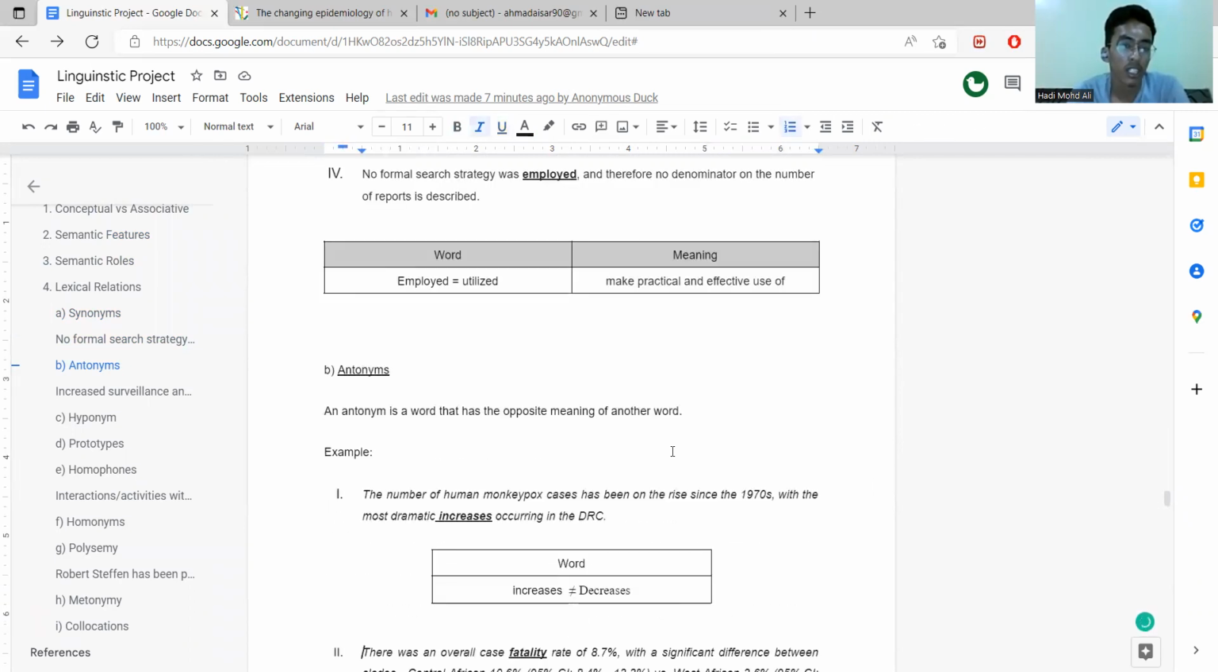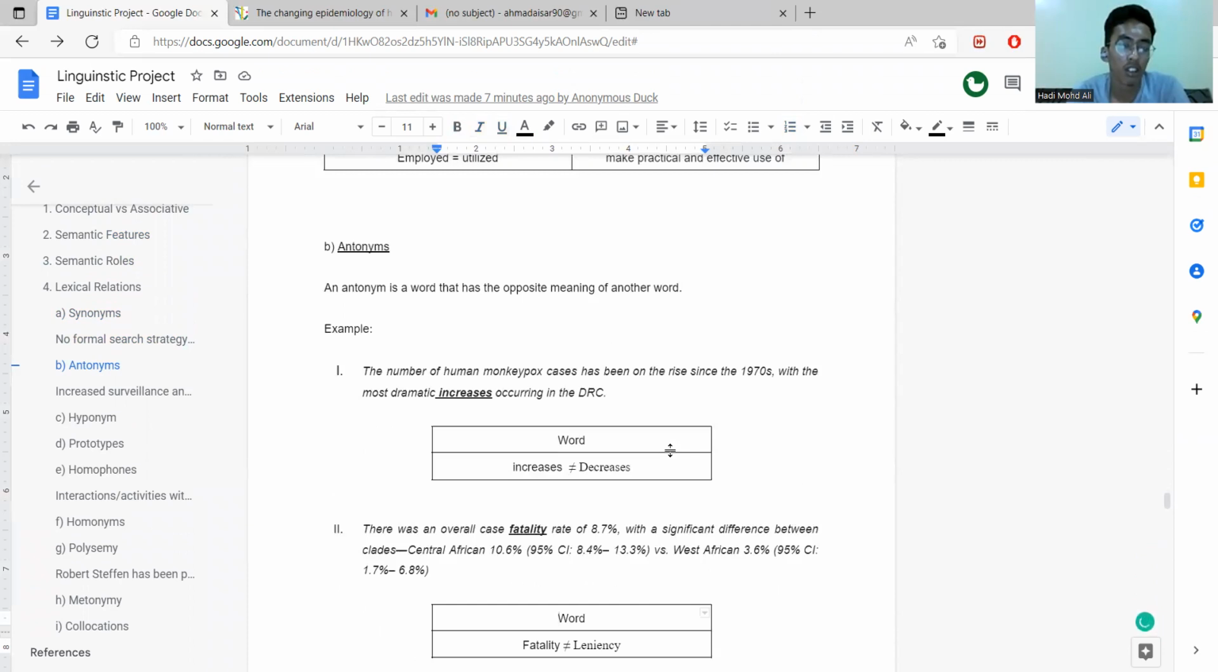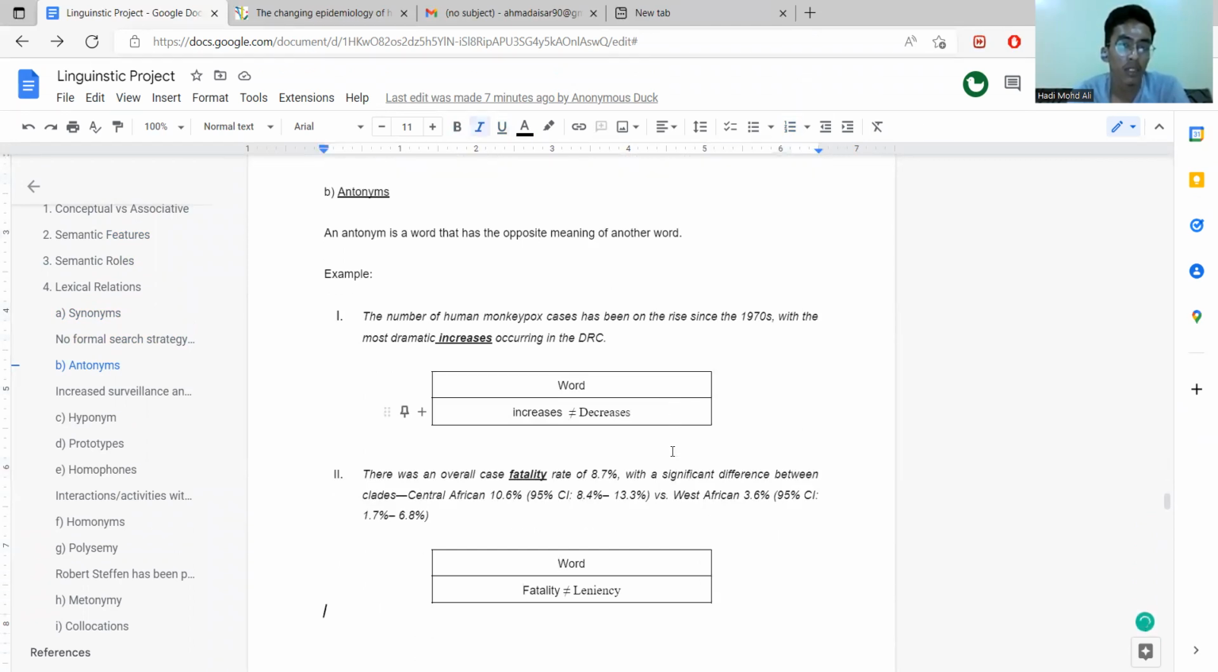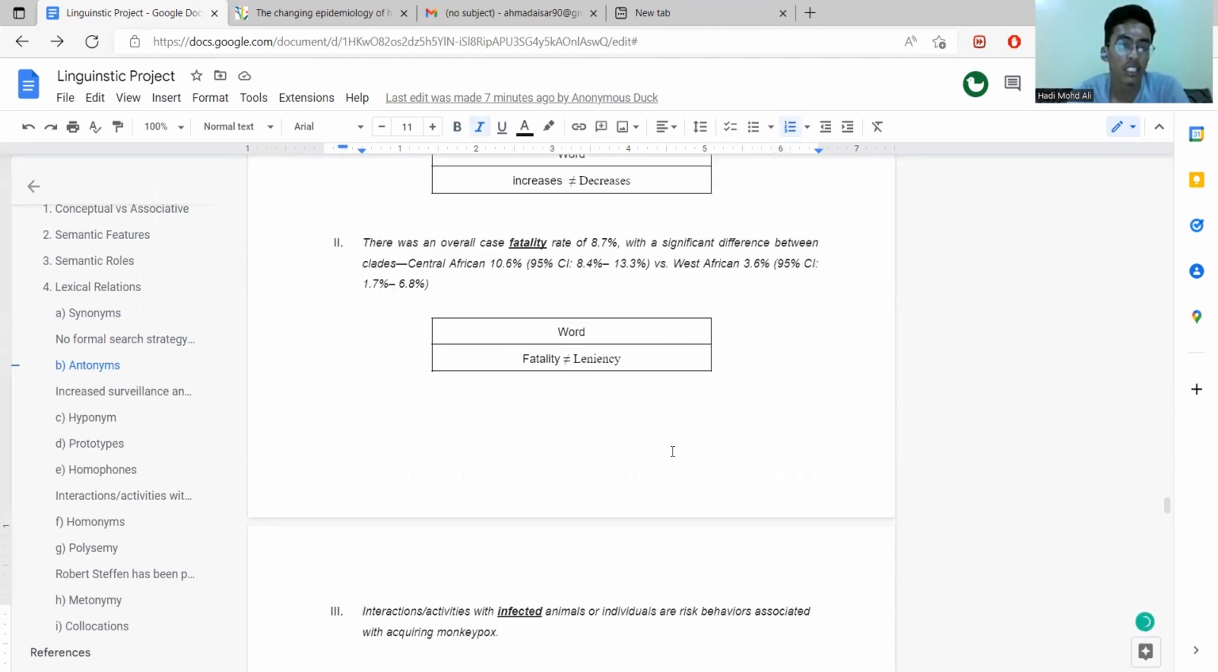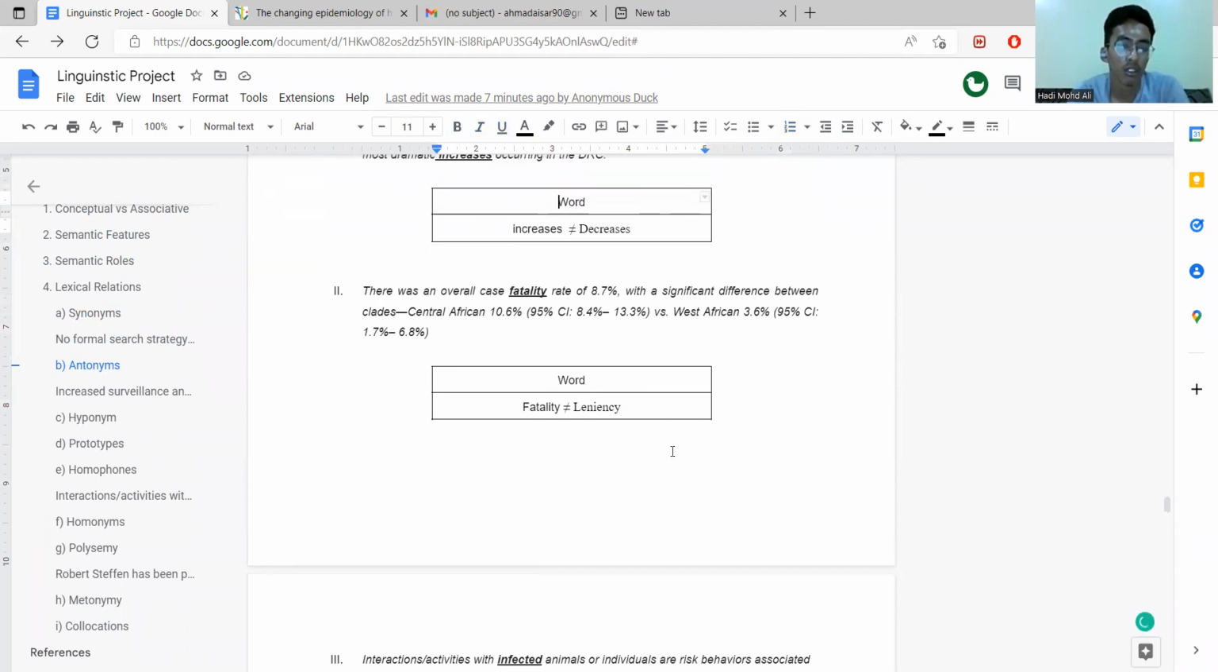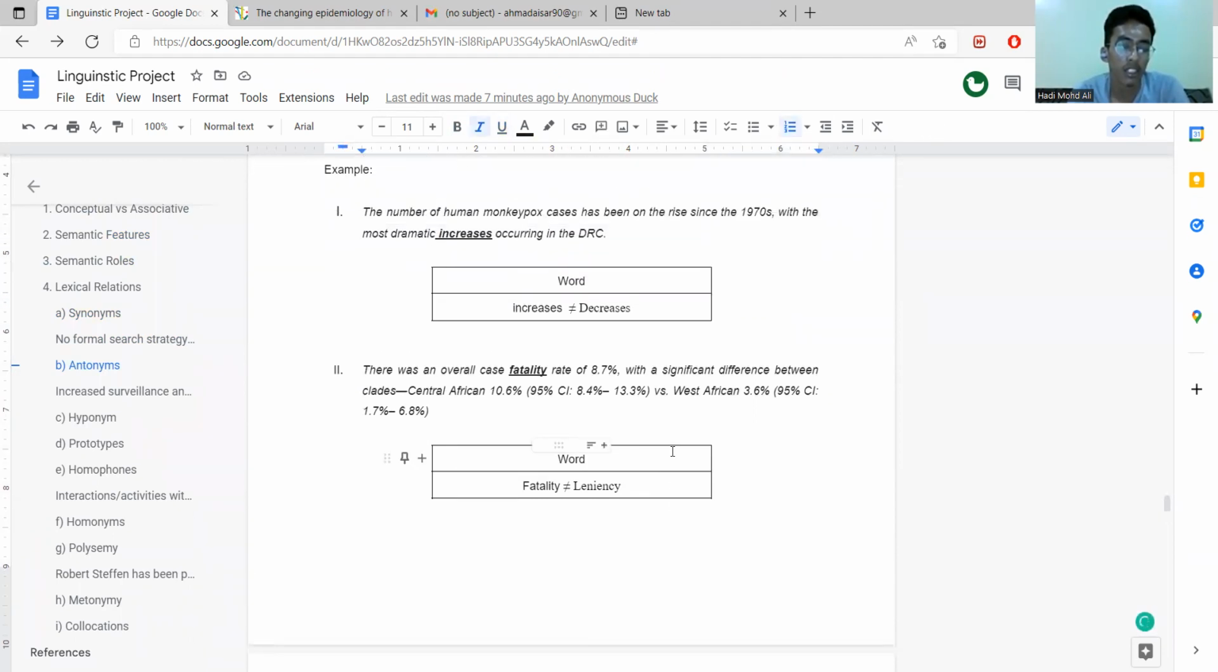Moving on to the antonym. An antonym is a word that has the opposite meaning of another word. So for example, the word is increases. The antonym of increases is decreases. The second one is fatality. The antonym of it is leniency. The third one is impactor, and the fourth one is essential, and each of them has their own antonym.